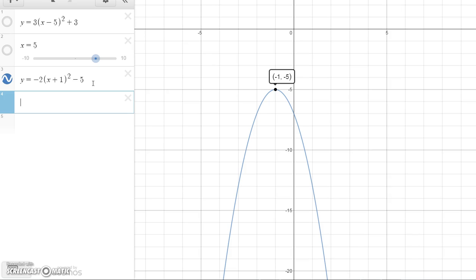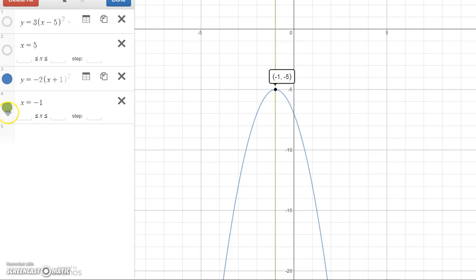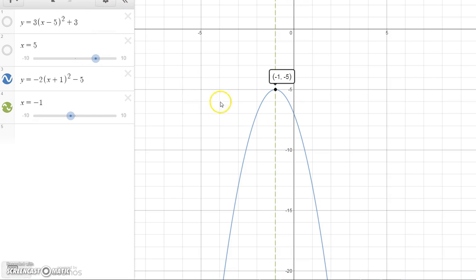Let's see, what was I going to do? Oh, I was going to draw the axis for you. x equals negative 1. And there's the axis. Let me make it dotted for you. Okay, so there's the axis, x equals negative 1. There's the vertex, and of course it opens down.